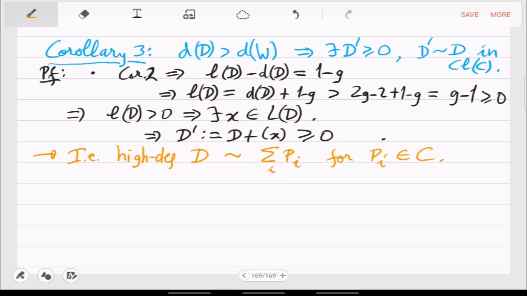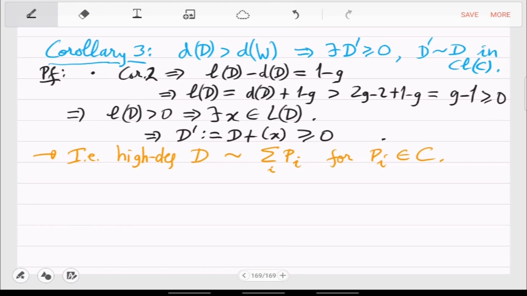Which basically tells you that in the class group, the divisors that you need to study are only sums of points on the curve. Okay, you don't need to worry about the negative order ones. That's a powerful thing, and it wasn't expected when we defined it. A priori, it wasn't clear that this would happen, but this is true in the class group.